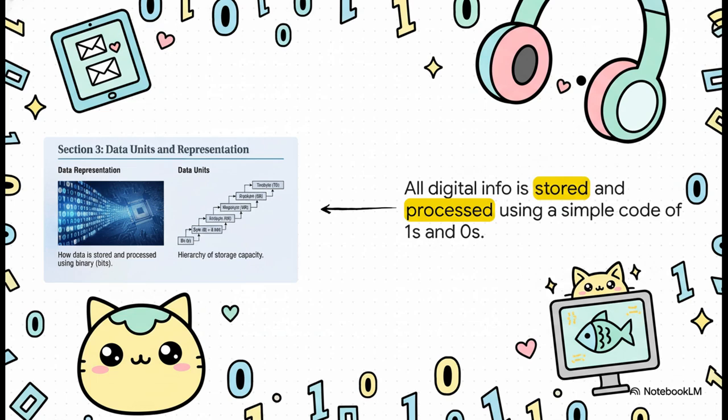Everything, your emails, your favorite song, that cat video you just watched, it all boils down to a massive, intricate sequence of just two numbers, 1 and 0. It's a system called binary, and it is the bedrock of everything that happens in the digital world.